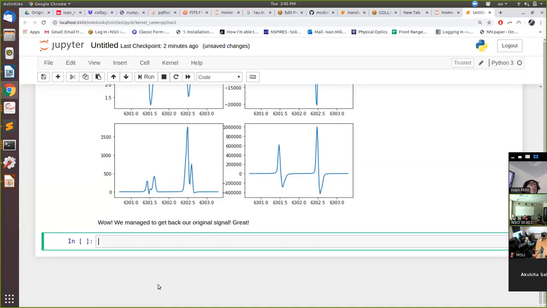Does anybody know why? Why don't we use this one? We came up with this here in class. It's very easy. It works. It gives us back the Stokes profiles. Why don't we use it?